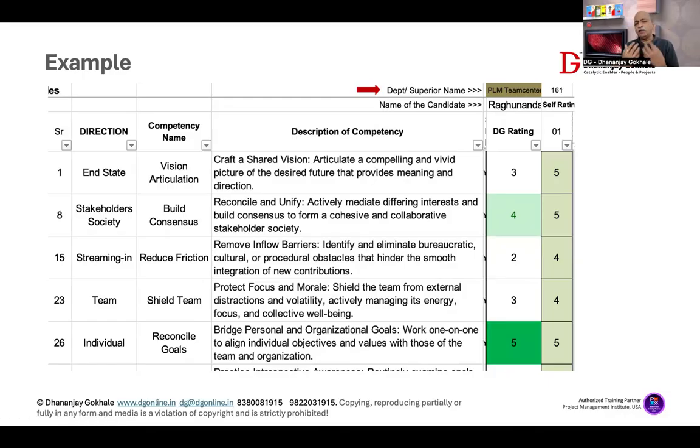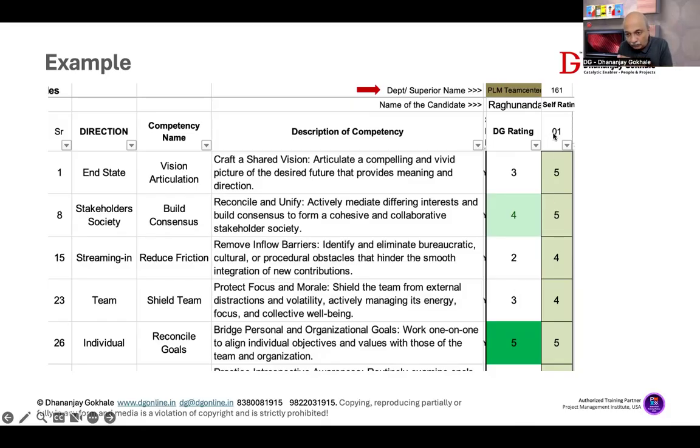It is a very informal talk. From that informal interaction, which runs for 40 to 50 minutes, sometimes up to 1 hour, we can rate. And I also request that person to rate. So if you see this column, DG rating, it's my rating. Now you know, 1, 2, 3, 4, 5.